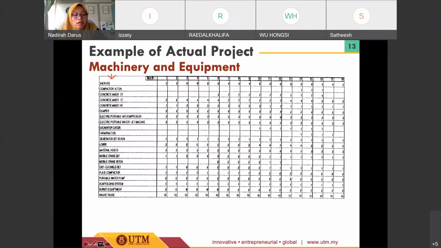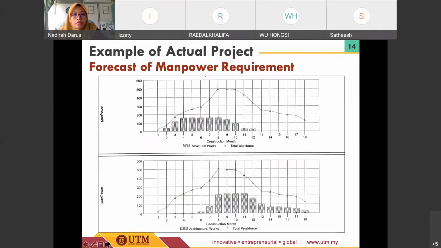Okay, and the other thing that I would like to show, this one. Here we also have the forecast, this is just an example, forecast of manpower requirement. Based on the previous table that I shared just now, we can plot the histogram or this bar chart, so that we can know the detailed allocation for the manpower according to the duration, which is on a monthly basis, construction month. Here we have the manpower for structural works and also architectural works.